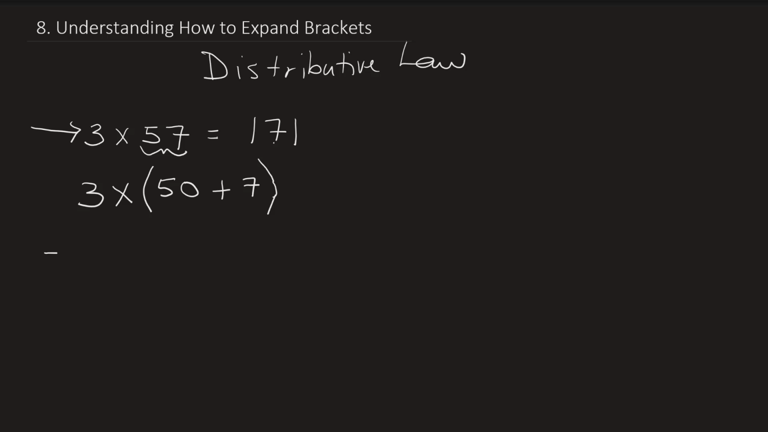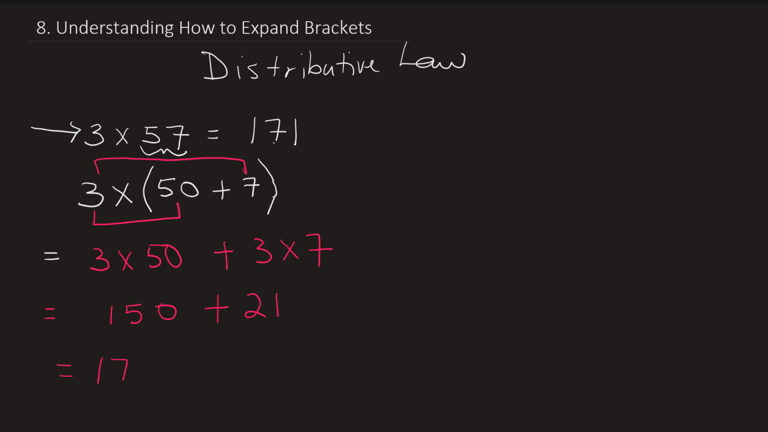Now, I'm going to apply the distributive law. That means I'm going to take 3 and multiply it by this first number. So it's 3 multiplied by 50 plus, and then I'm going to take 3 and multiply it by the second number, 3 multiplied by 7. Let's finish this off. 3 times 50 is 150, plus 3 times 7 is 21, and my final answer is 171. And this is exactly the same answer that I get if I do it this way.